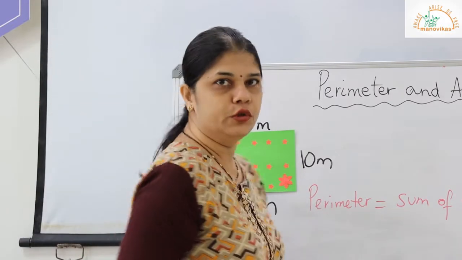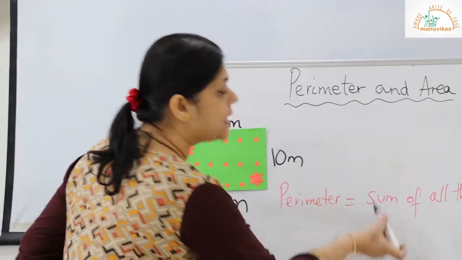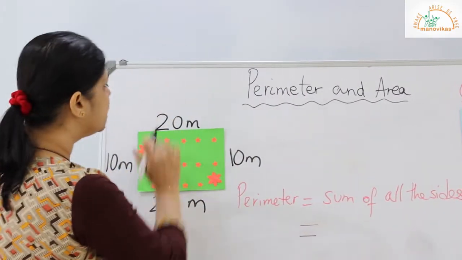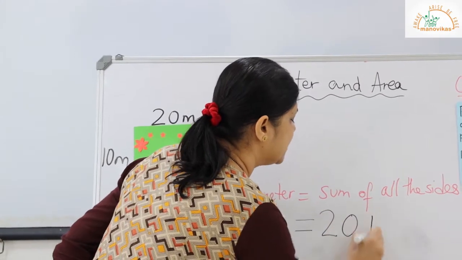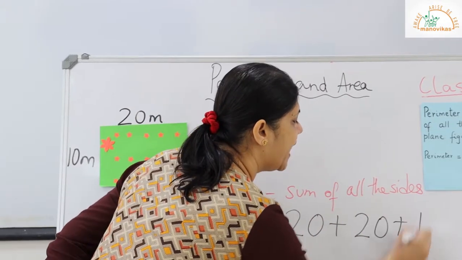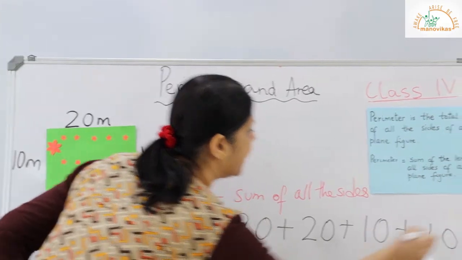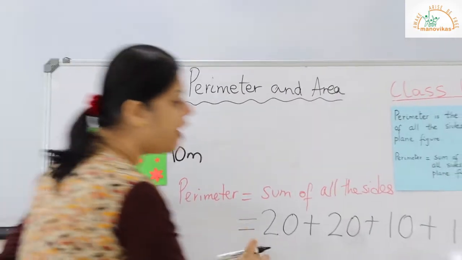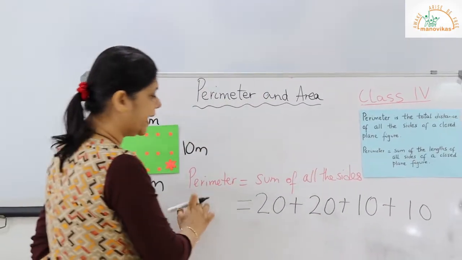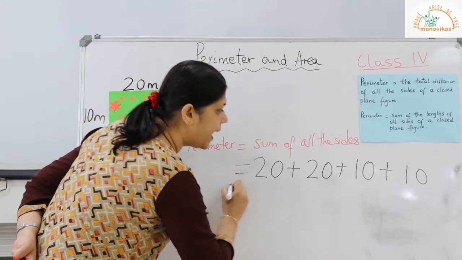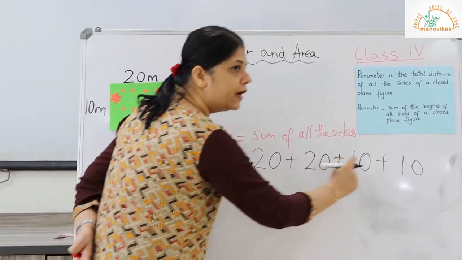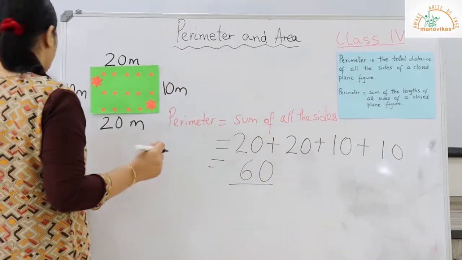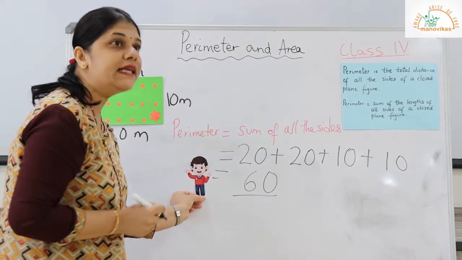Perimeter, as I have told you, is given as the sum of all the sides. Now what are the sides of the park here, children? 20 plus 20 plus 10 plus 10, correct? 20, 10, 20 and 10. And if I add all four sides, I will get the perimeter. Now add 20, 20, 40, 50, 60. Now, Johnny again finds that the perimeter is 60.